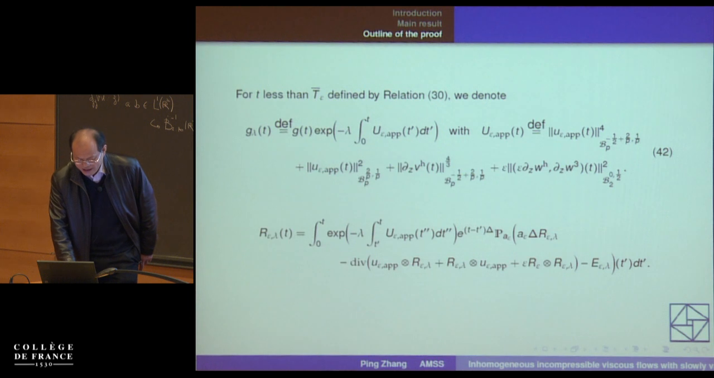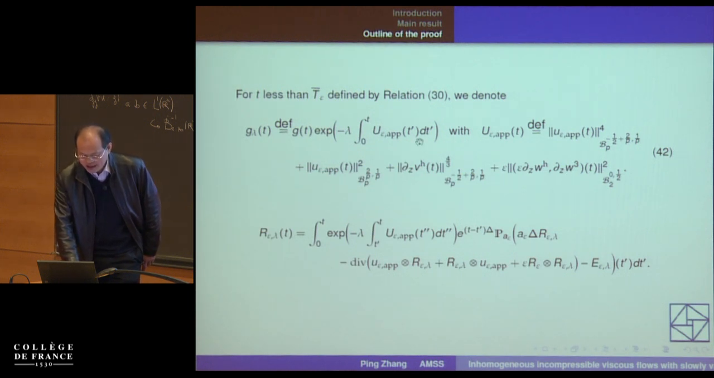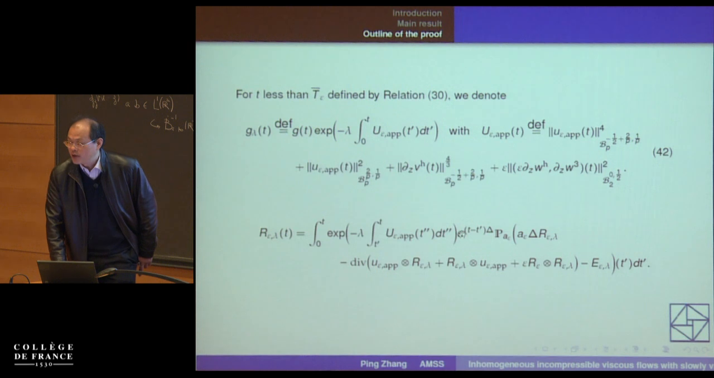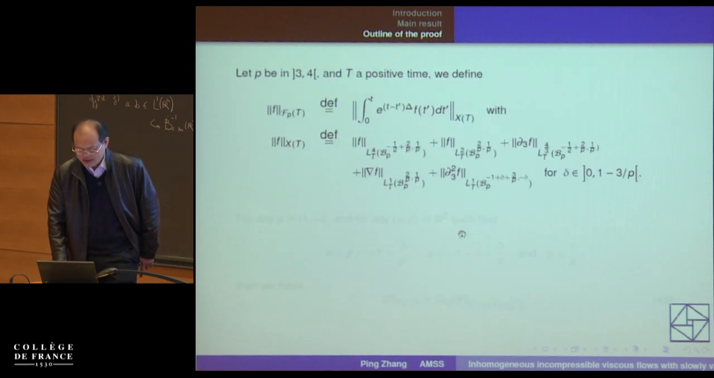By formulating our system in the integral formulation and multiplying G lambda of t on both sides, we find R epsilon lambda should satisfy an equation like this. So now, the last step: we should estimate this integral formulation. In order to do this, let's introduce the norm we are going to work with.